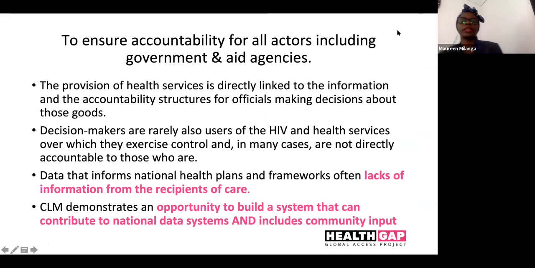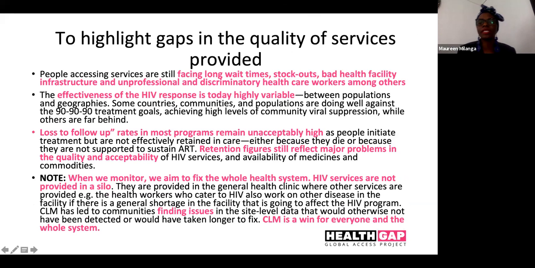Mainly we wanted to cover why community-led monitoring is an important tool for us as civil society and as communities who are being requested to do this, and who have really cared about how service delivery is provided in our countries. One of the main reasons we need community-led monitoring is to ensure accountability for all actors, including governments and aid agencies.